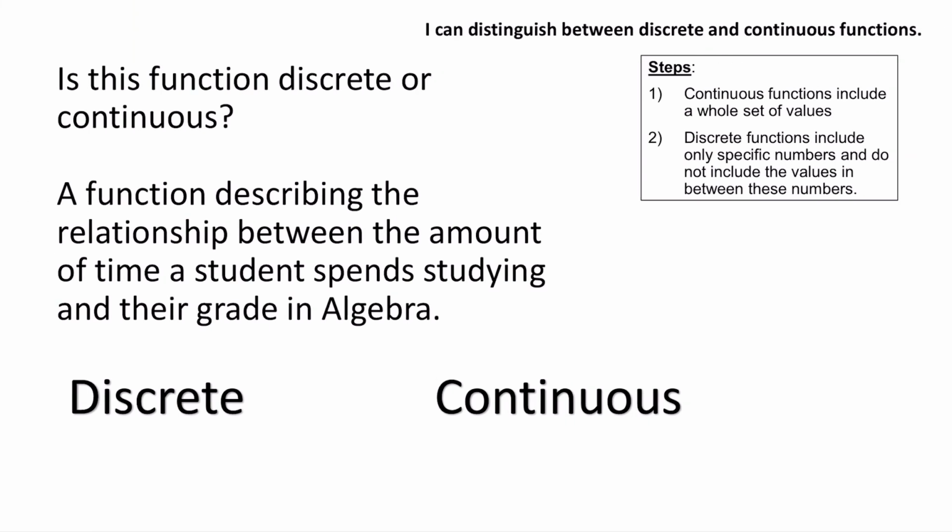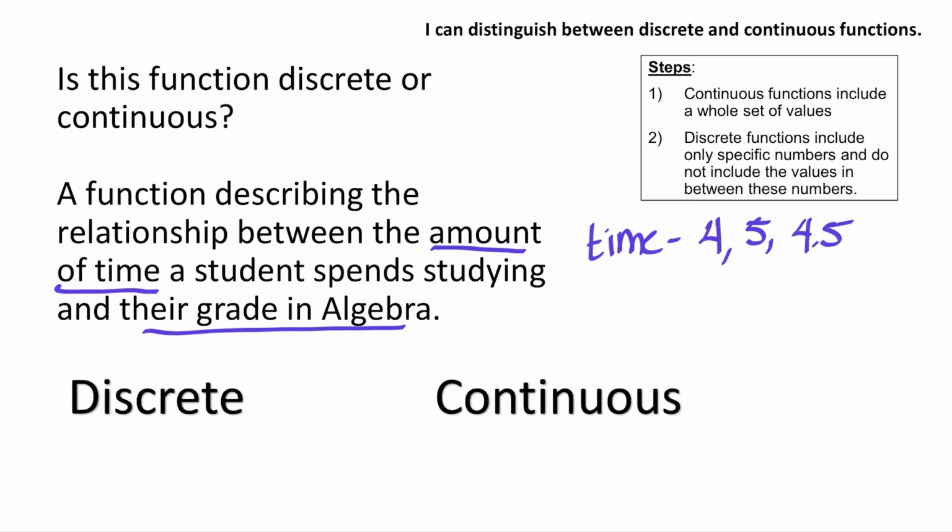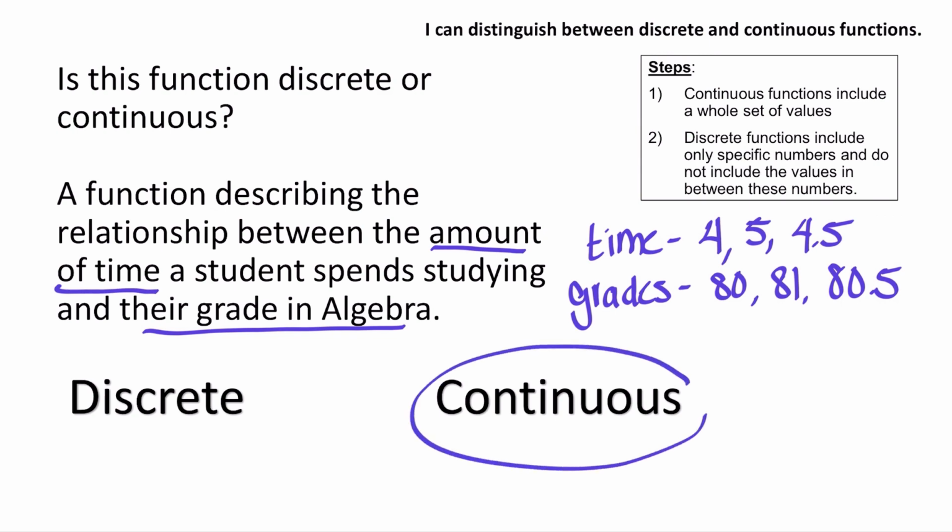So what about this function? A function describing the relationship between the amount of time a student spends studying and their grade in algebra. We're talking about the amount of time studying and their grade in algebra. Well, let's think about it. For time, we can include any number of values. They can be studying for 4 days. They can be studying for 5 days. They can study for 4.5 days. It makes sense to include all the numbers. What about grades? Well, you can have an 80 in algebra, you can have an 81 in algebra, or you can have an 80.5. So it does make sense to include numbers in between. So in this case, it would be a continuous function.